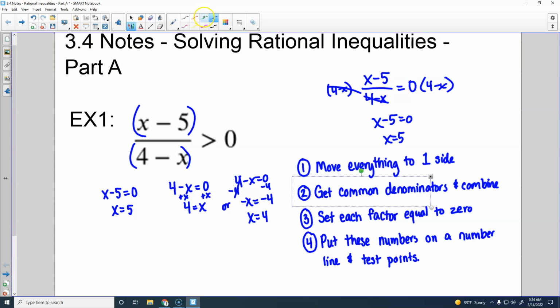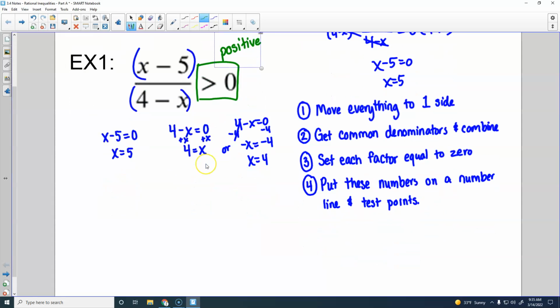First of all, before we do that, I guess we should look right here. Whatever expression I have here, x minus 5 over 4 minus x, it is supposed to be greater than 0, right? So what does that tell us about the number if it's greater than 0? Positive. It is positive. So we're looking for positive numbers. That is why we always want to move everything to one side, because we always want it to be greater than 0 or less than 0, so we know we're looking for positive or negative numbers. Otherwise it would be impossible to really solve.